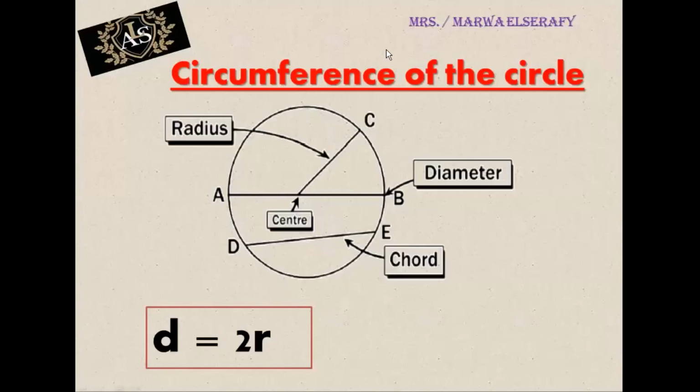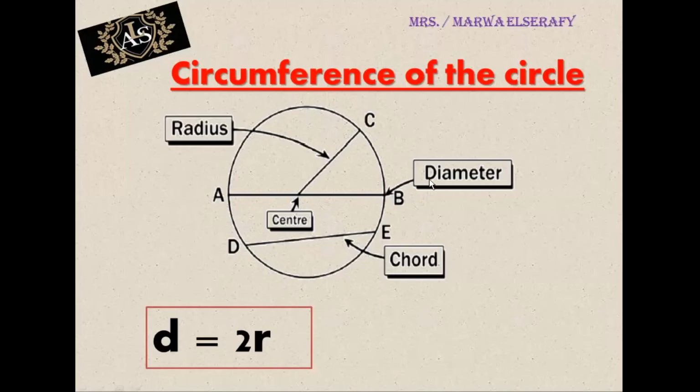Today we will study the circumference of the circle. What is the circumference of the circle? At first, let's remember what the circle is. The circle is a closed curved shape. It has a center point, and it has a diameter. A diameter is a line segment between 2 points on a circle that crosses the center.